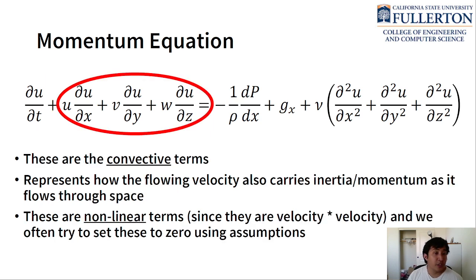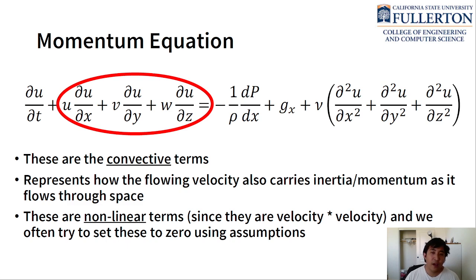All right, next we have this group of terms, and all of these go together. These are what's called the convective terms. What these represent is the fact that a flowing fluid velocity can also carry momentum along with it. This is, I think, the term that's most difficult to explain, but I like to think of it like this.